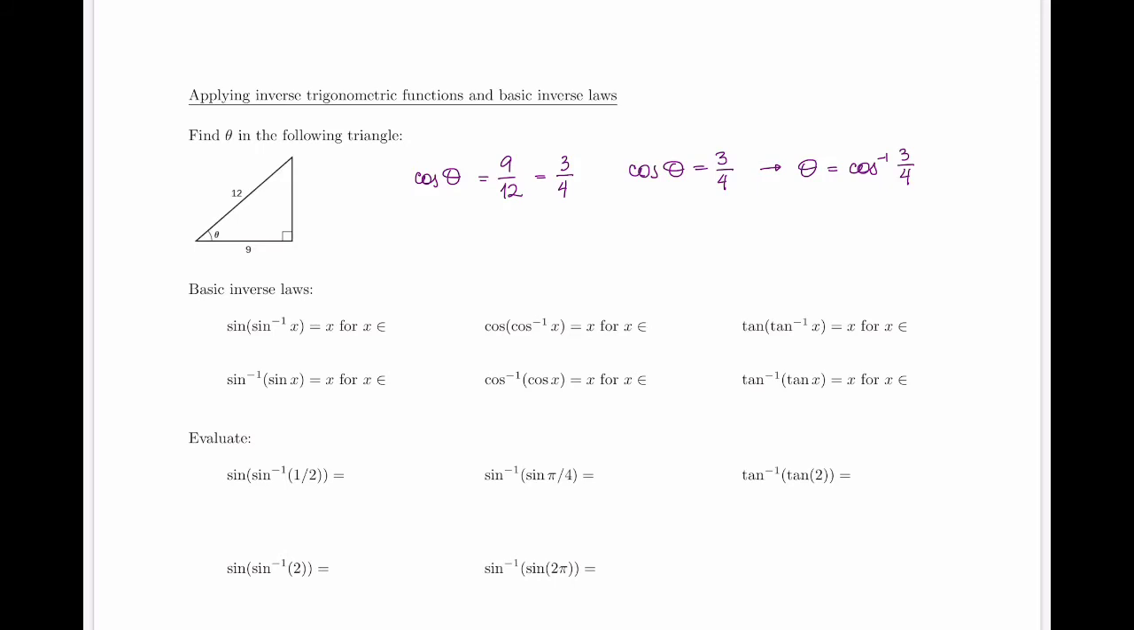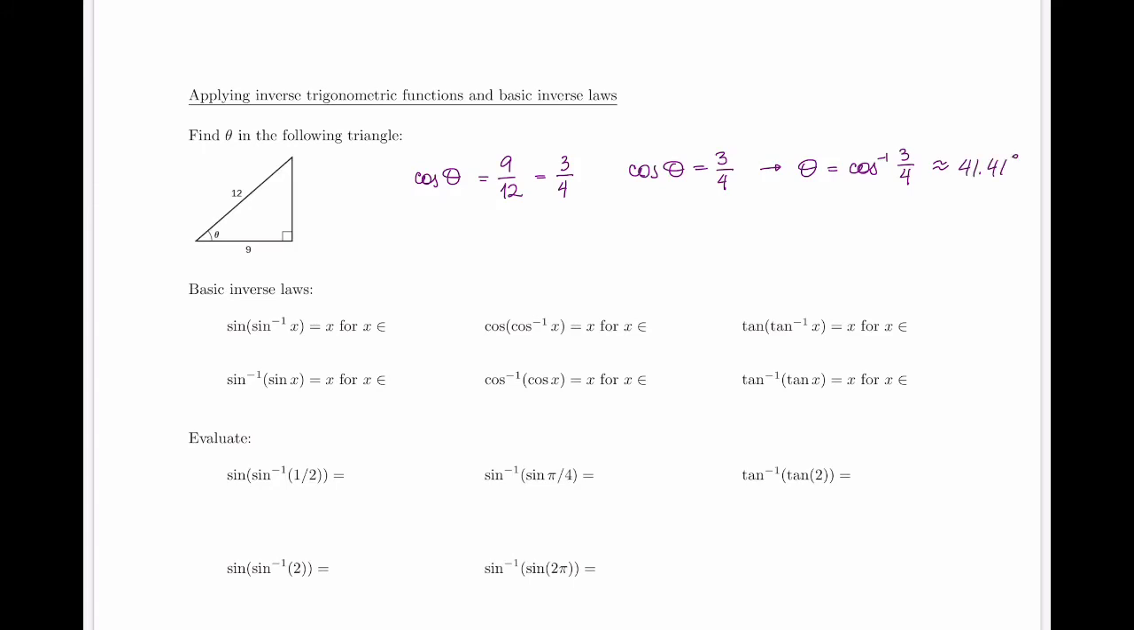This is the expression that you can plug into your calculator and actually calculate. We're only talking about a triangle here, not all possible values of theta that satisfy this equation. So whatever unique answer your calculator gives you is, of course, the unique angle measurement that will match this triangle. So in degrees, the answer here will be 41 degrees.